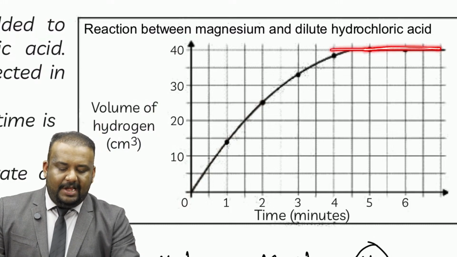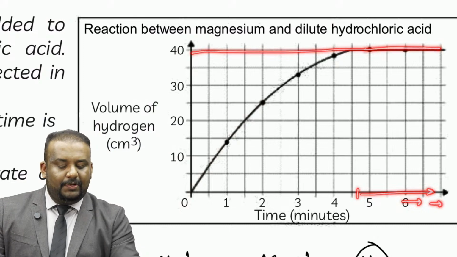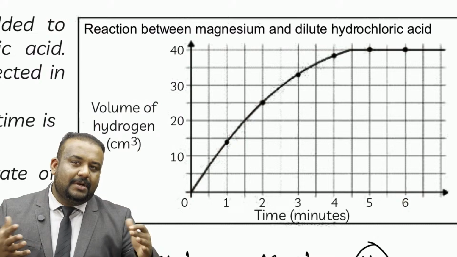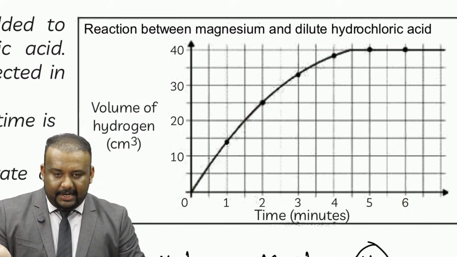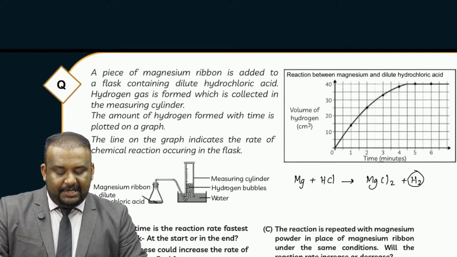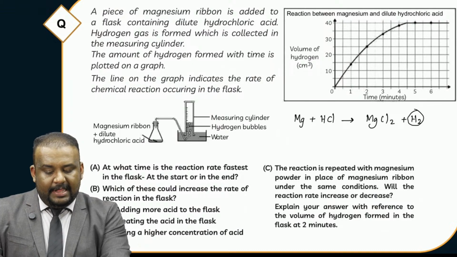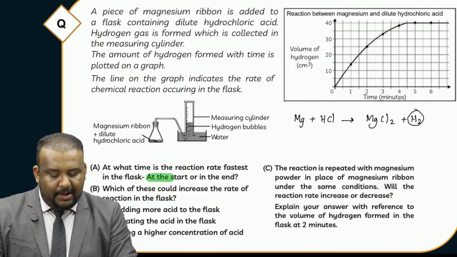What does this flat line indicate? Even if the time is moving ahead, there is still no change in the volume of hydrogen. That means the reaction is sluggish towards the end, but it is fastest in the initial time period. So that is the inference we have to draw from this graph. We can say clearly that the reaction is fastest in the beginning or at the start.